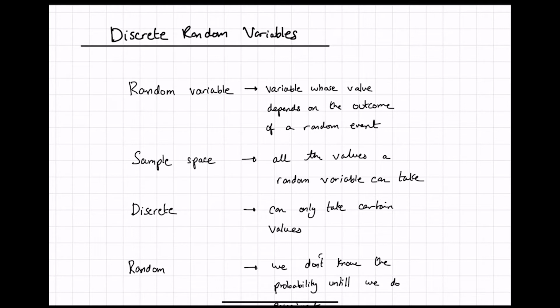Now we have to understand what it means to be discrete. If you're discrete, that means you can only take certain values. We've already talked about what it means to be discrete and continuous, so this is the same thing. You can only take certain fixed values. A dice can be 1 or 2, 3, etc., but it can't be 1.5, 1.6, 1.111, stuff like that. It can only be those fixed values.